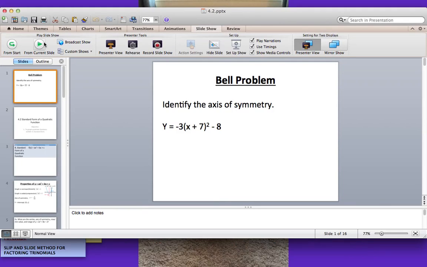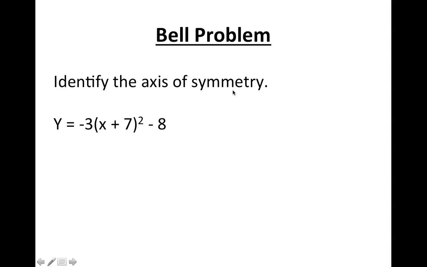Moving on to 4.2, but first we're going to have to identify the axis of symmetry. Remember, the axis of symmetry is the x value of your vertex, and since it is a line, it's always going to be x equals. And for this particular one, remember we look inside our parentheses and we take the opposite sign. So our axis of symmetry is x equals -7.